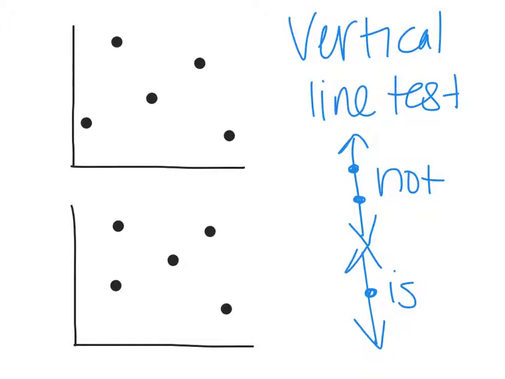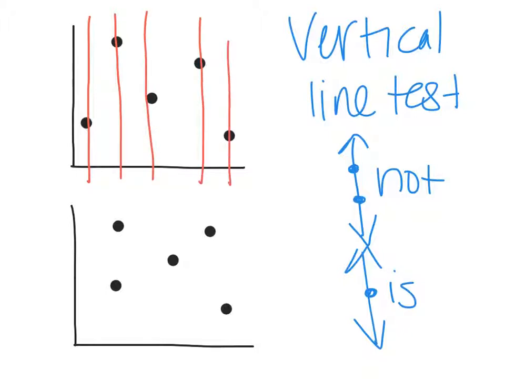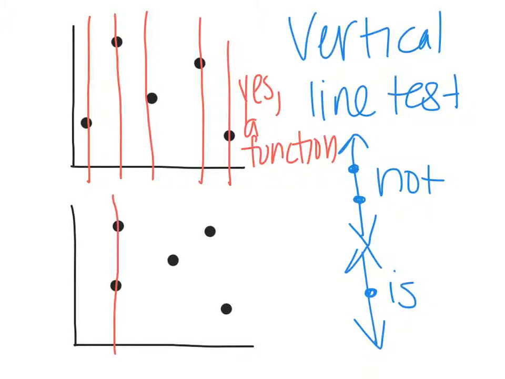So if I look at this example up here, the one at the top, if I draw a vertical line, it touched the graph just once, just once, just once. So this is a function. If I look at the second graph, if I draw a vertical line here, notice it touched the graph at 2 points. It touched here and here. So that means no, this is not a function.